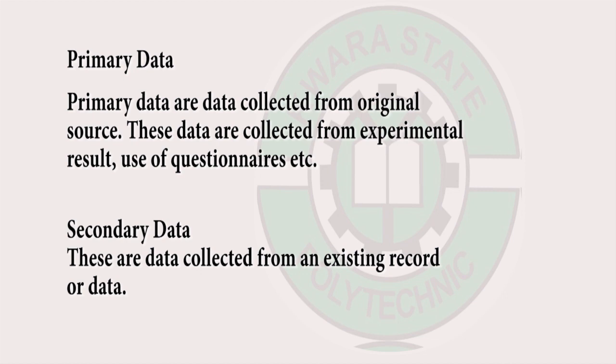When we are talking about secondary data, this data has been collected by someone before and you are extracting from that record. So we say secondary data are data collected from an existing record or data.